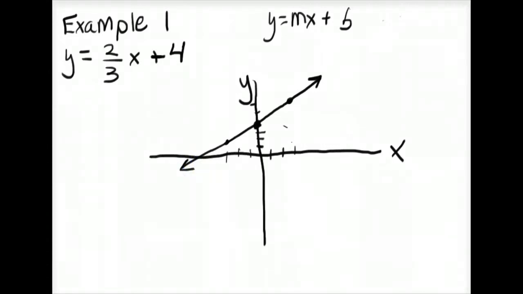At this point, we're going to want to indicate a scale, because remember that we counted by 1 in both the positive and negative directions. So we're just going to indicate right here that this is representing 1 unit on both the x and y axis.